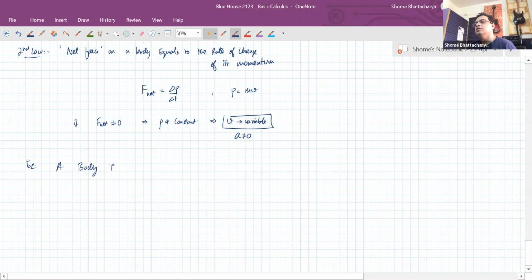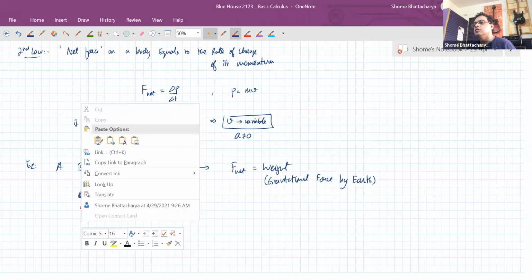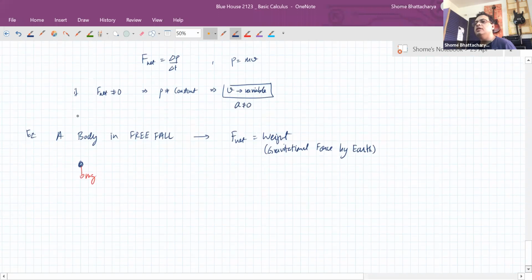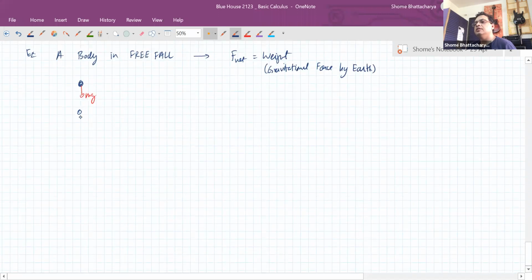a body like an apple in free fall. It has a net force acting on it equal to its weight, which is the gravitational pull of the earth. As an object is falling like this, continuously the earth is applying the force of gravity on it. And because of that, it will have a non-uniform motion because it will be accelerated.